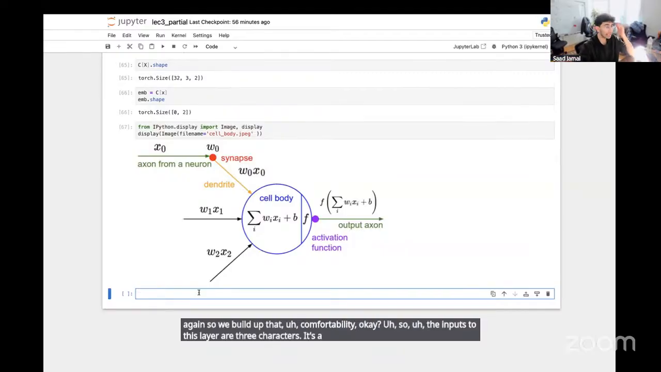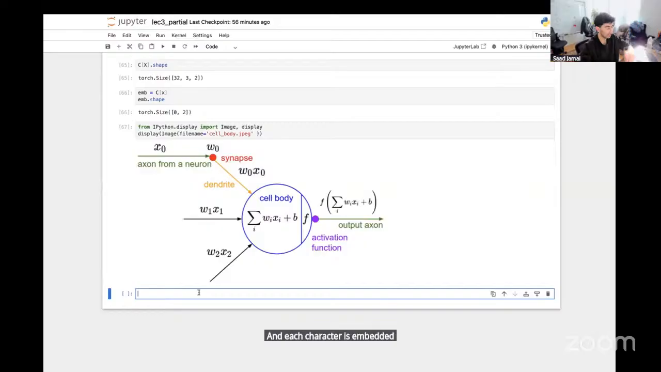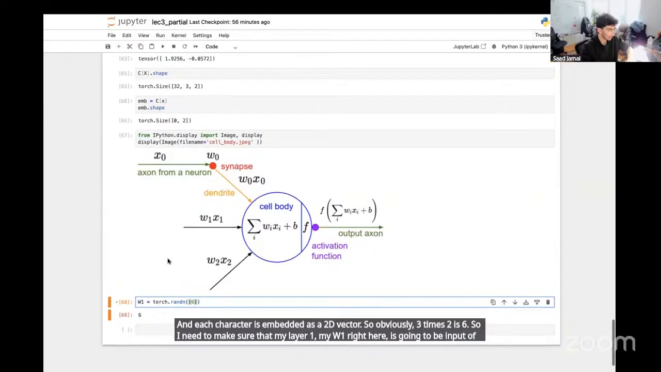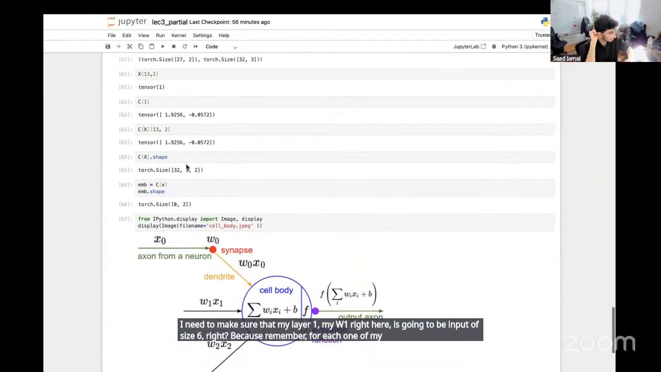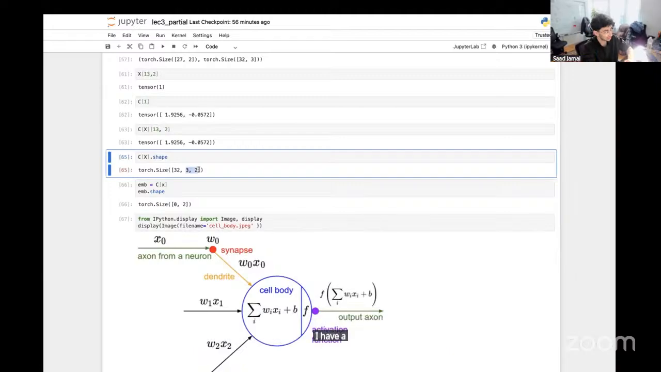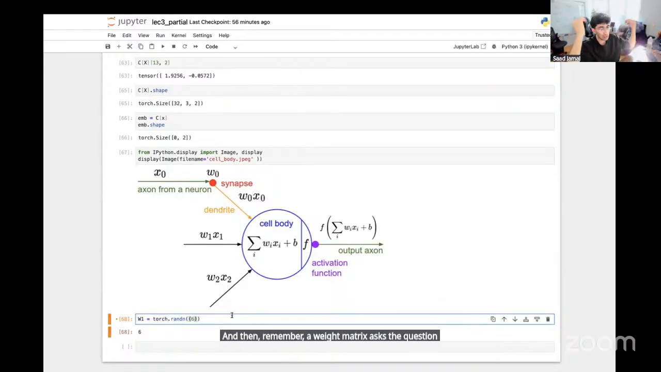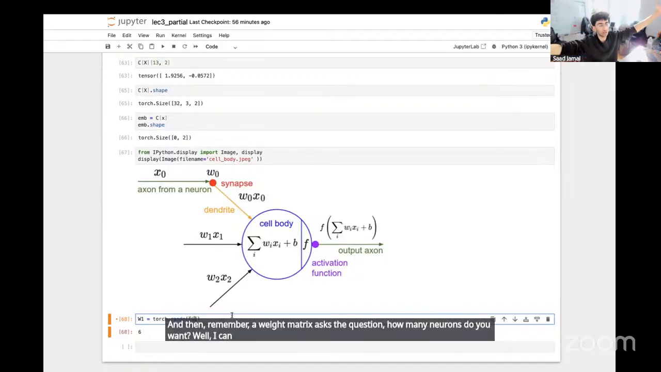Okay, the inputs to this layer are three characters. It's a trigram, and each character is embedded as a 2D vector. So obviously 3 times 2 is 6. So I need to make sure that my W1 right here is going to have an input of size 6, right? Because for each one of my 32 examples, I have a 3 by 2 matrix. Each one of my tokens has a dimensionality of 2. So my first weights matrix is going to take 6 inputs at the synapse, multiply each of those by weights, and then a weight matrix asks the question, how many neurons do you want? Well, I can pick however many neurons I want, right? That's totally up to me.